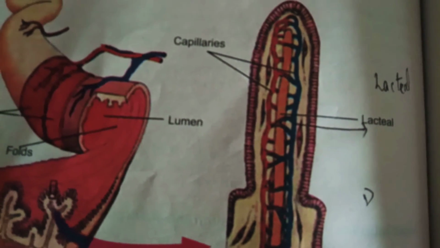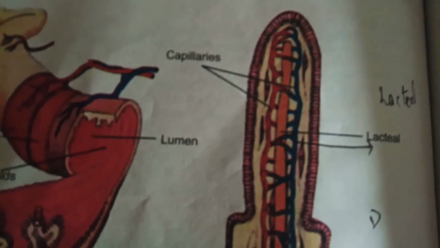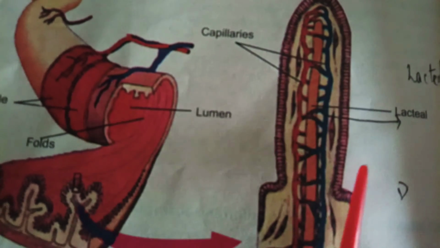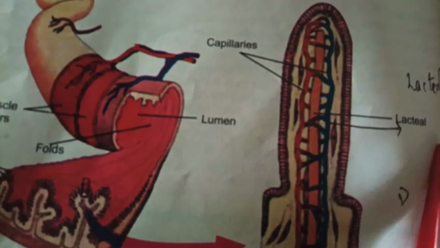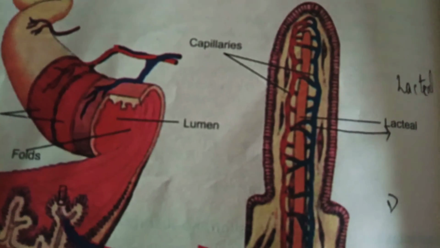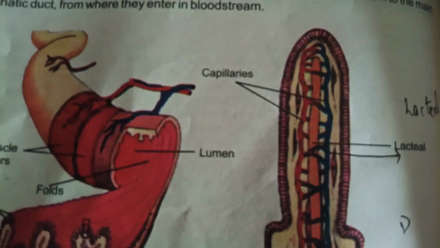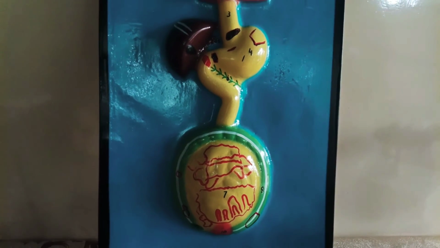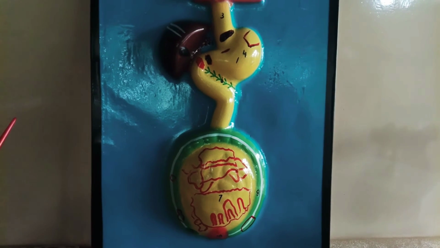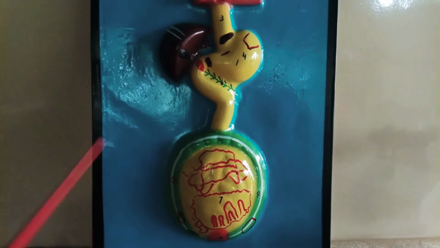The fatty acids and glycerol present in the small intestine are absorbed in the lacteal of the villus. The lacteal carries them to the main lymphatic duct, from where they enter the bloodstream. And after the digested products of our bite have been absorbed into the blood, the remaining mass enters the large intestine.